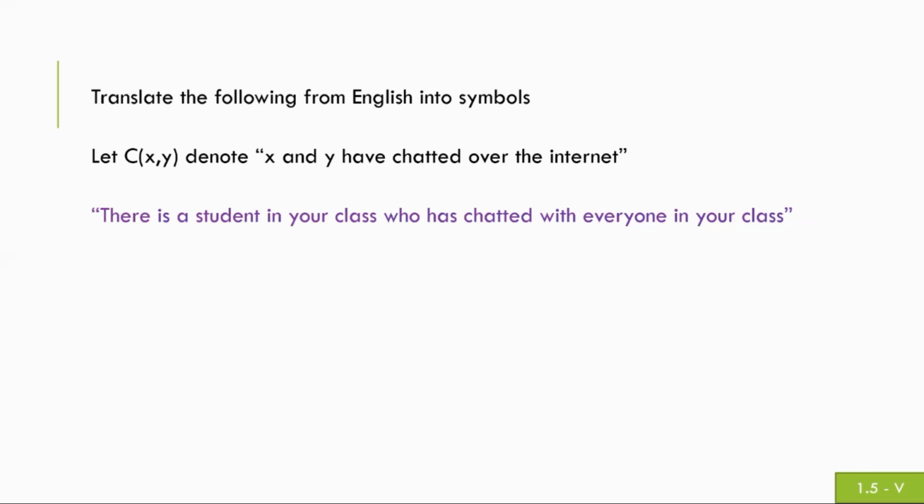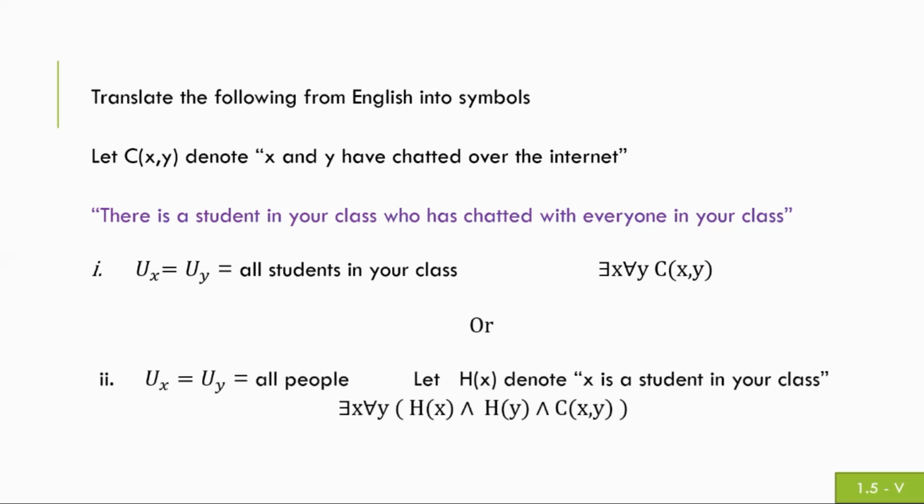There is a student in your class who has chatted with everyone in the class. Again, let's approach it the first way with the domain for both variables being all students in the class. We say there exists a student who, for everyone, so there exists an X for all Y, C(X,Y). They've chatted with everybody.